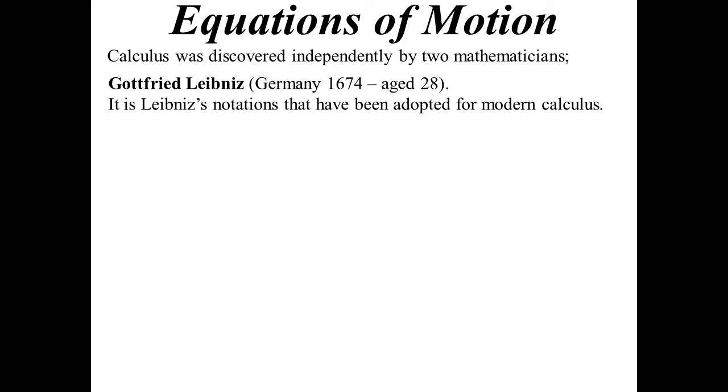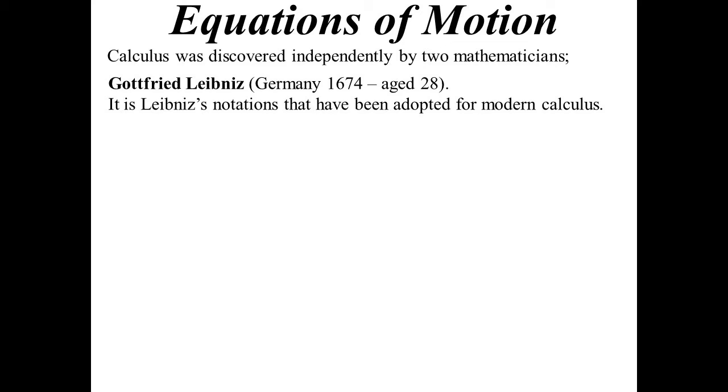So calculus, you may or may not realise, was independently discovered. Around about the same time, two different people came up with a similar idea. One gets all the credit, whereas the notation we're using actually belongs to the other. And here's the other. Gottfried Leibniz. He was 28 years old when he came up with the idea.